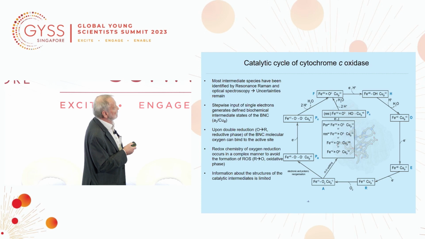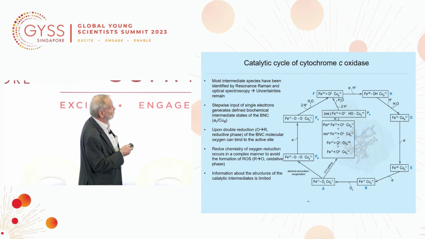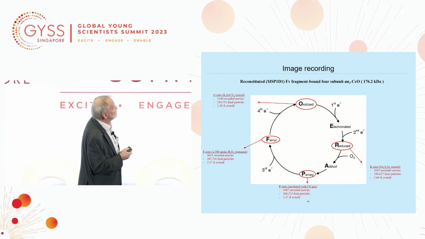So this is probably what used to be, and still is, the most generally accepted way for the catalytic cycle of cytochrome C oxidase. So what we wanted to do was to determine the structures by electron cryo microscopy. We generate the O state with our enzyme. We collect about 5,000 movies. We get 200,000 particles and get the structure here. Then we do the reduced state by chemical reduction, which is supposed to bind the oxygen. And then you get a P state. The P state you can get when you use carbon monoxide together with oxygen. And if you add an excess of hydrogen peroxide, you get the so-called F state. And we went on to analyze the structures of these cycle intermediates.